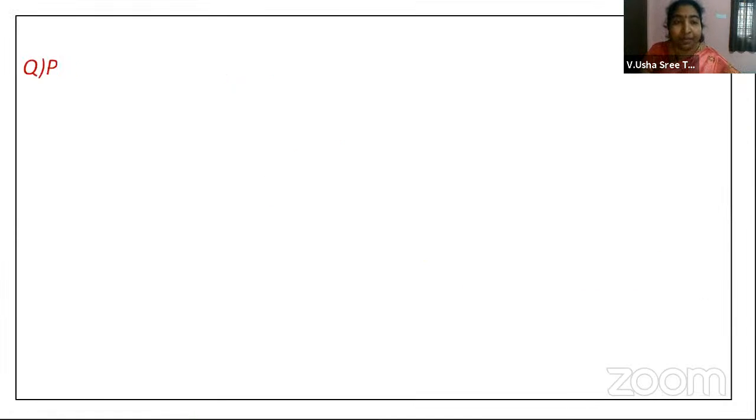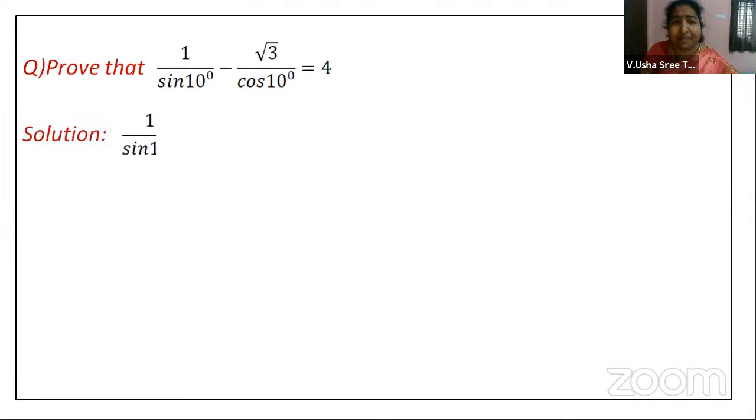Now, prove that 1 by sine 10 minus root 3 by cos 10 degrees is equal to 4. Now, when you look at this problem, you will feel like we don't know what is sine 10 and cos 10. Then how to go with the problem, isn't it? Now, this is very simple, children. We will make use of all the formulae we have discussed till now, and we will try to simplify in a much easier way, which you also like.